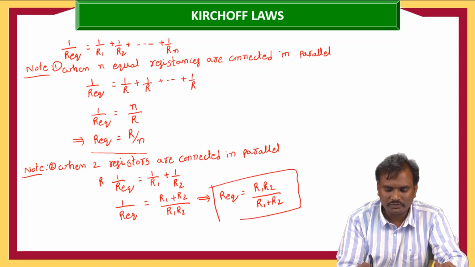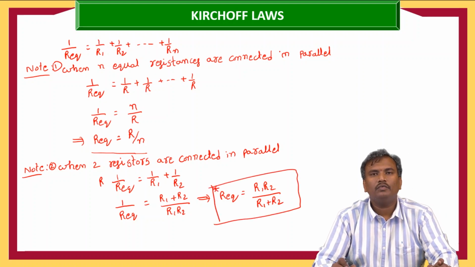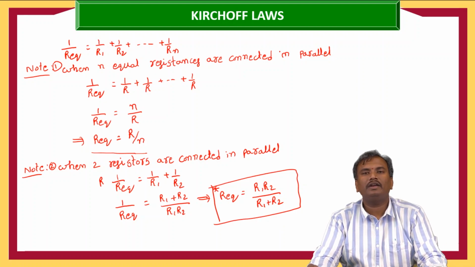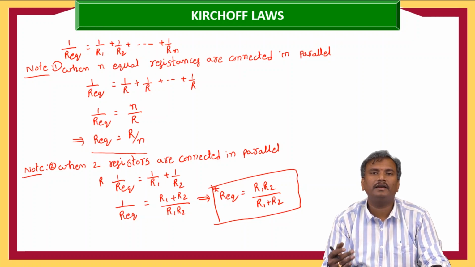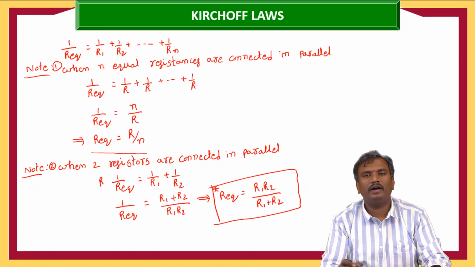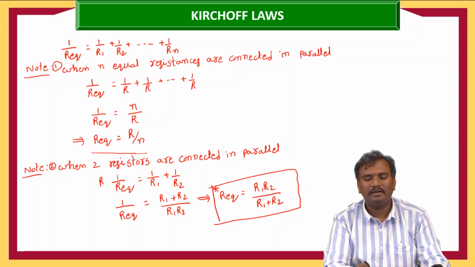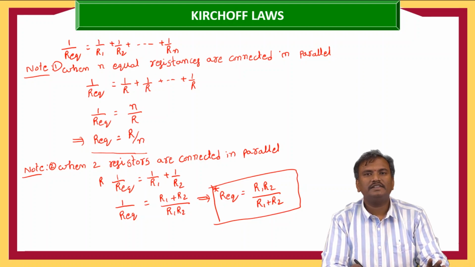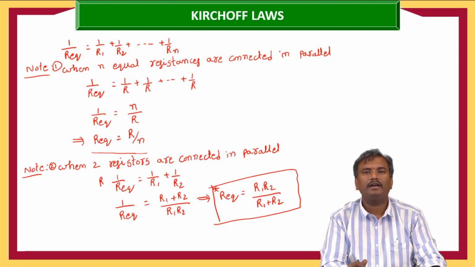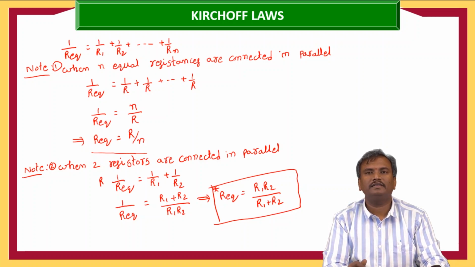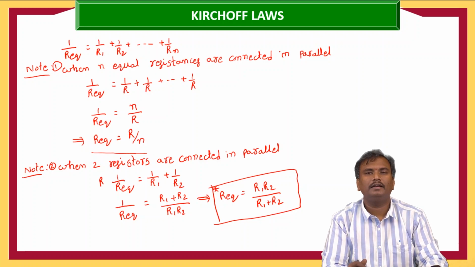Generally we are going to use this formula because we calculate the equivalent resistance for two resistors at a time. So in that particular case, R equivalent is equal to R1 R2 by R1 plus R2. This is the equivalent resistance calculation when the resistors are connected in parallel.